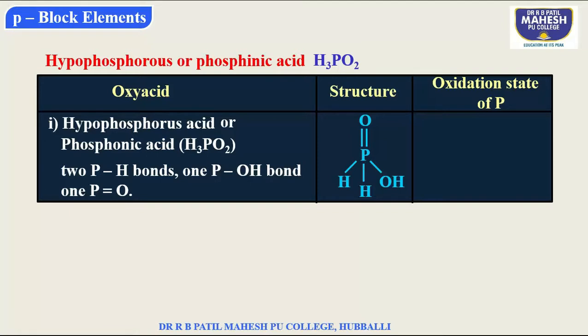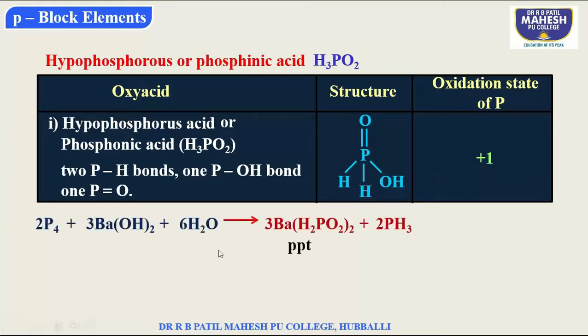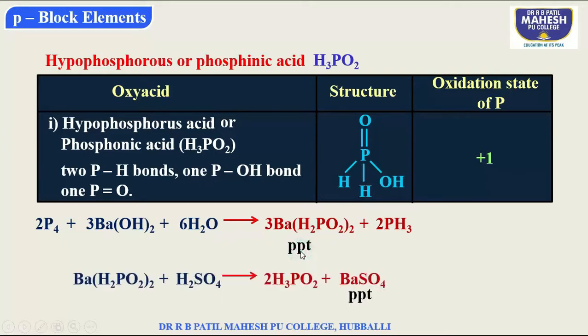As the number of P-H bonds increases, the reducing property increases. As the number of OH groups increases in the structure, acidic nature increases. In this case, the oxidation number of phosphorus is +1. It is obtained by reaction between white phosphorus and aqueous barium hydroxide. First we get an intermediate product. That intermediate product reacts with sulfuric acid to form hypophosphorous acid as a product.